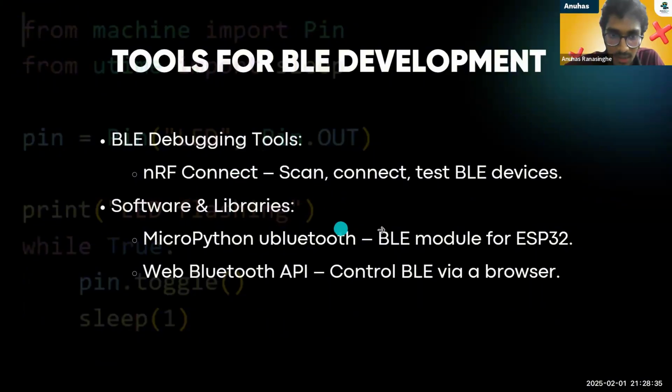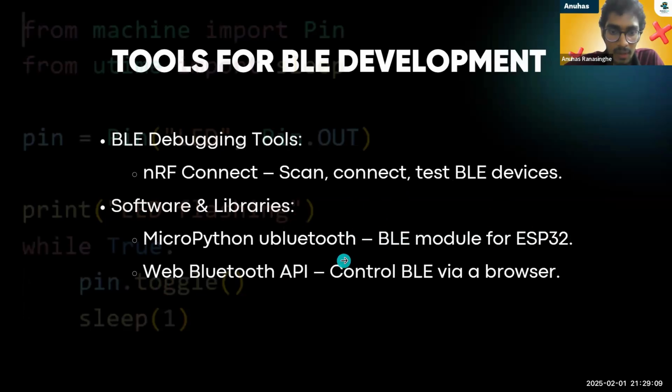And there are other software and libraries that we can use to develop our project with BLE. One is the MicroPython ubluetooth BLE module, the BLE module used in MicroPython, especially for ESP32. There's another one called the Web Bluetooth API, which controls BLE via the browser. And there are also some libraries in Arduino as well.